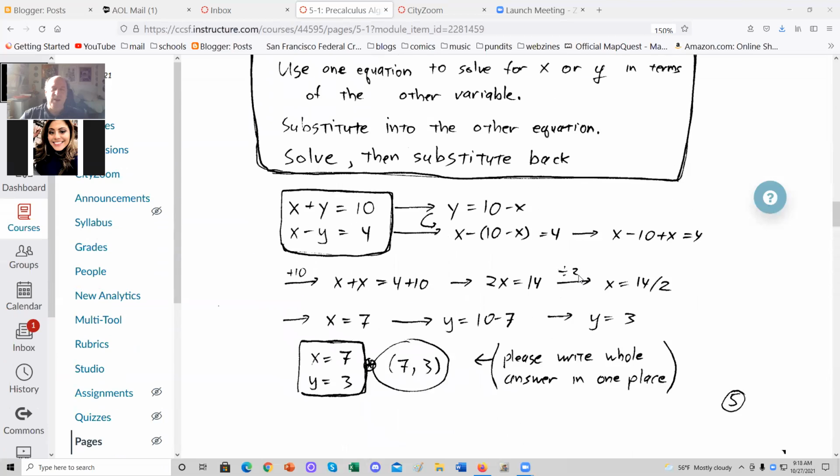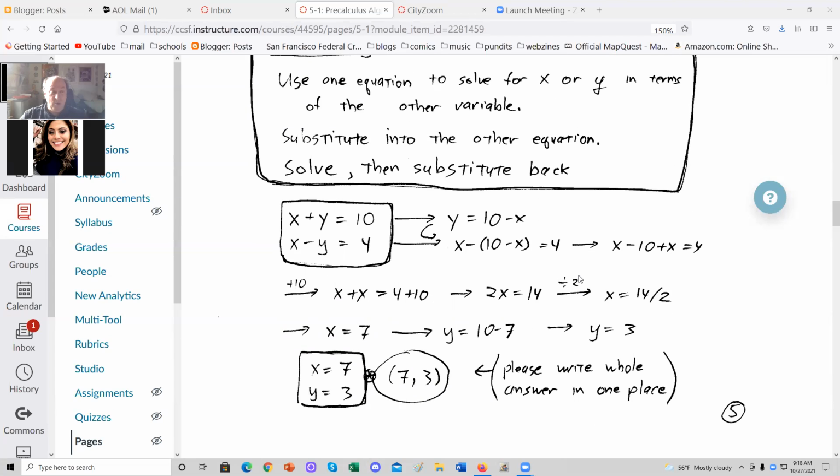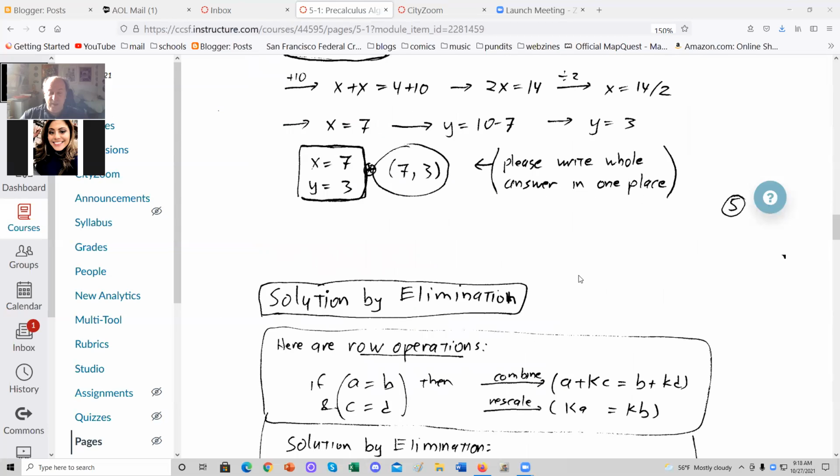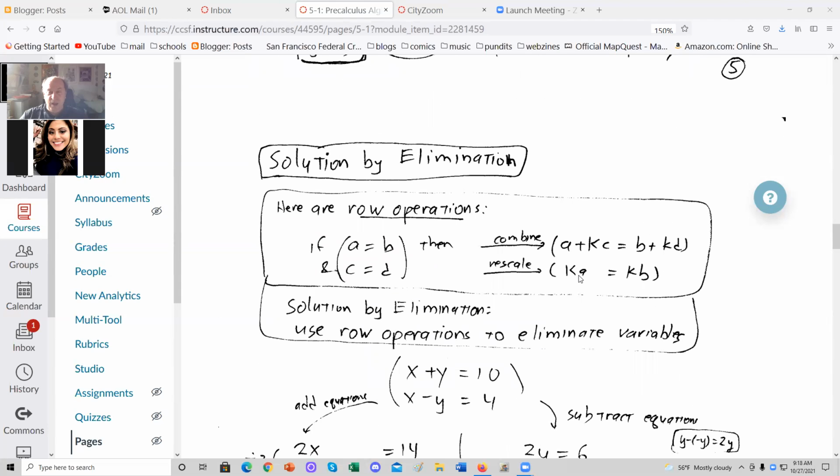If you can write the thing clearly, you're most of the way to the solution. There's also a method called solution by elimination, where you eliminate variables. Here's how it works. You have two equations, a equals b and c equals d. Then you can combine them and you can rescale them.